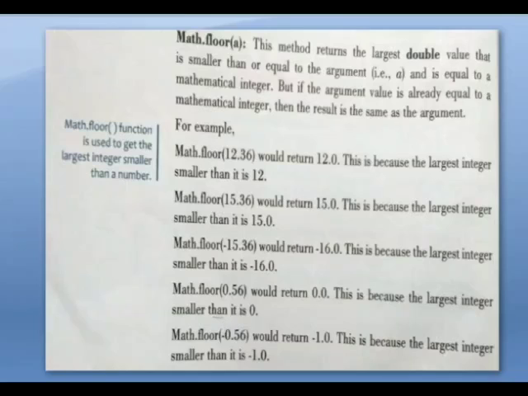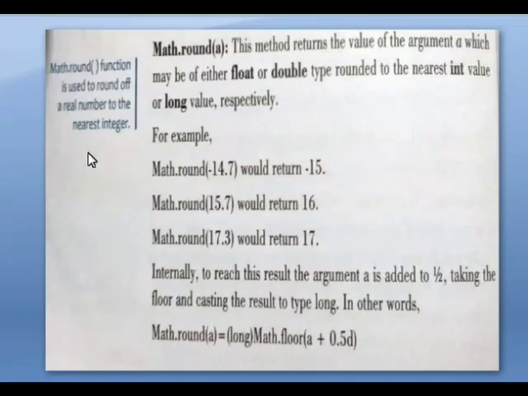Now next we are going to see the Math.round function. The Math.round function is used to round off a real number to the nearest integer. This method returns the value of an argument a, which may be either float or double type, rounded to the nearest integer value or long value respectively.